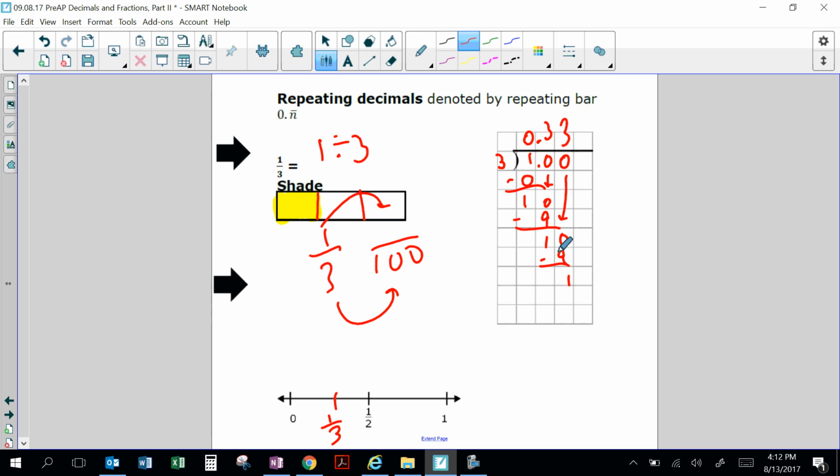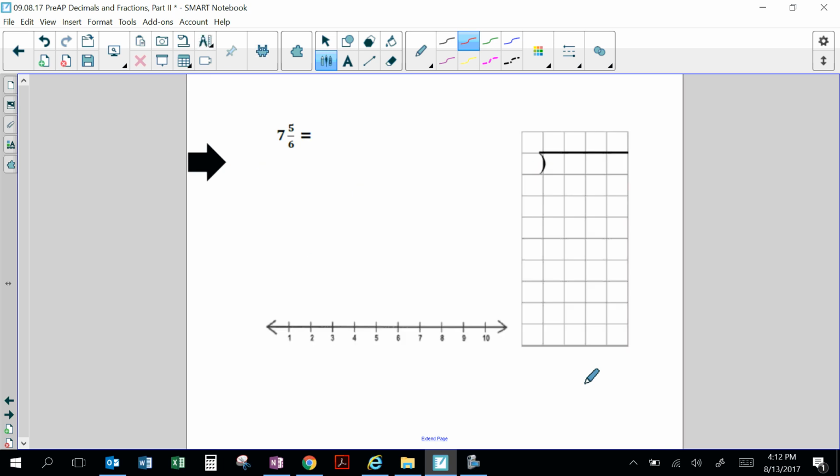Do you notice a pattern right here that this always looks the same? We have a remainder 1. Well, this is called repeating. It's going to repeat over and over. It will never stop. So we draw a repeating bar over the number that repeats. What number is repeating? It is the 3 that is repeating. So you could say this, or you can say this. So that's a repeating bar. Let's look at another example.